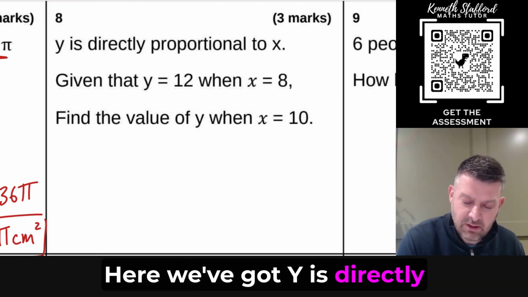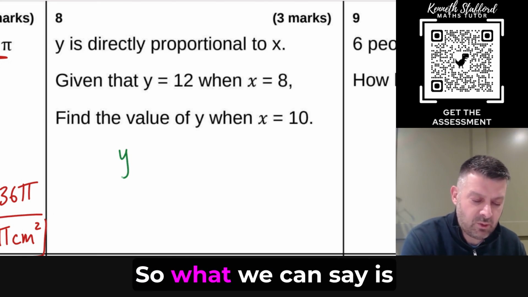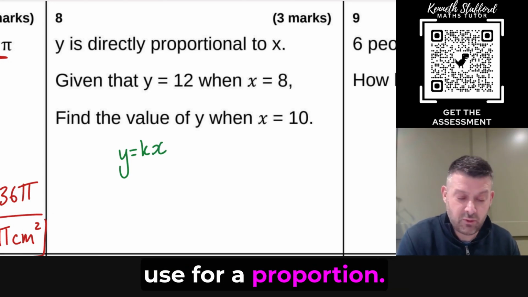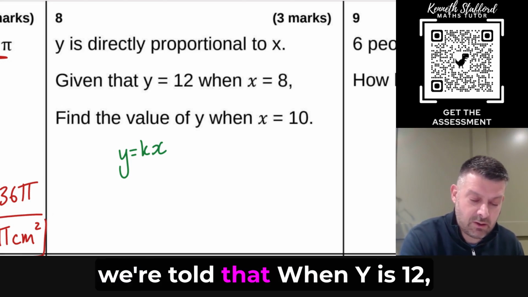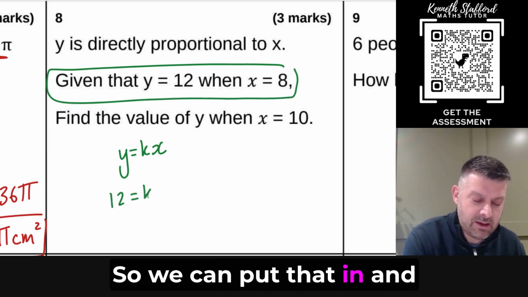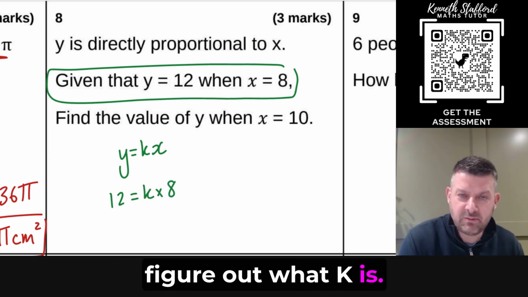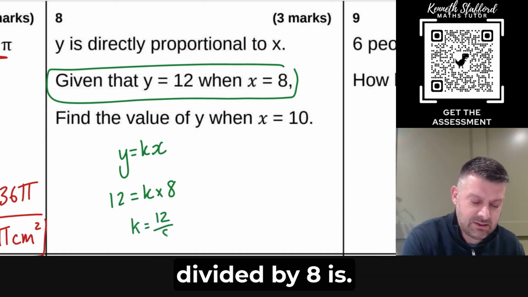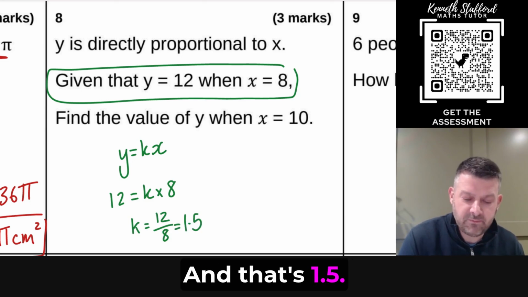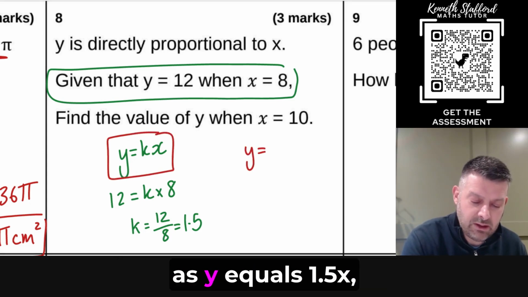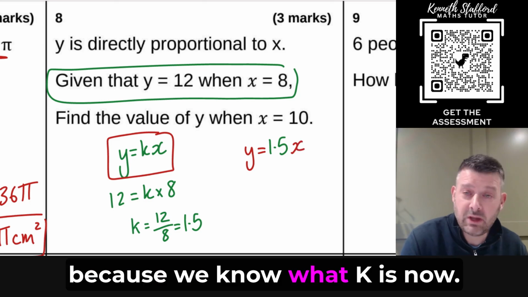Here we've got y is directly proportional to x. So what we can say is y equals k times x. So k is the constant we use for a proportion. And we're told that when y is 12, x is 8. So we can put that in and figure out what k is. So k times 8 gives you 12. So k is whatever 12 divided by 8 is. And that's 1.5. So we now know we can rewrite this formula as y equals 1.5x, because we know what k is now.